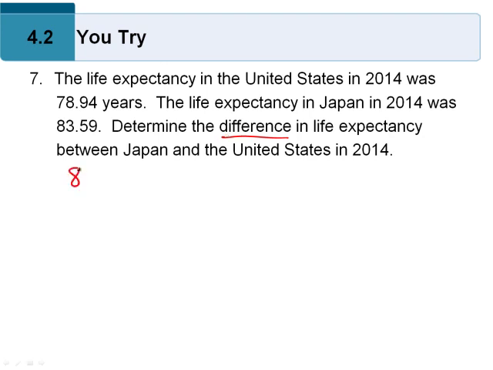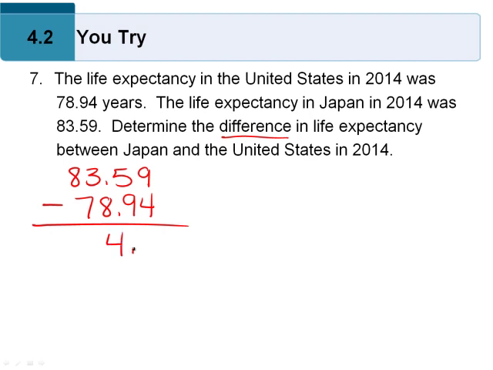Well, Japan is 83.59, and we're going to subtract the life expectancy here in the U.S., 78.94. Okay, and you don't even have to change any signs or anything. Those are just two positive numbers. 83.59 minus 78.94 is 4.65. Okay, so that's the difference in life expectancy, a little bit more than 4.5 years.